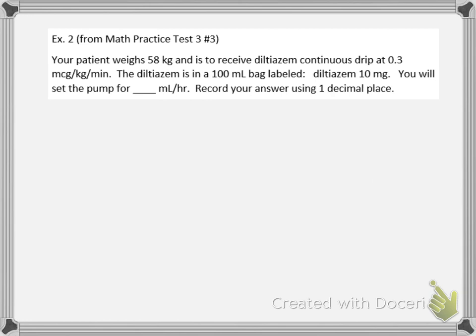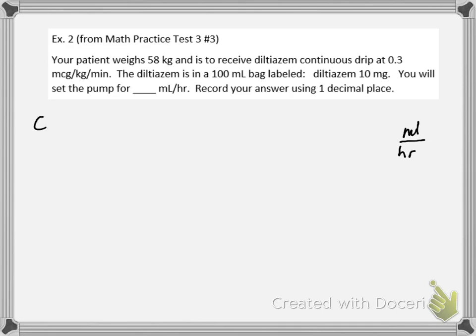Okay, let's take a look at another problem. This is from the same math packet, but this one is number 3. Your patient weighs 58 kgs and is to receive diltiazem continuous drip at 0.3 mcgs per kg per minute. The diltiazem is in a 100 ml bag labeled diltiazem 10 mg. You will set the pump for blank mLs per hour. Record your answer using 1 decimal place. So again we're solving for mLs per hour.